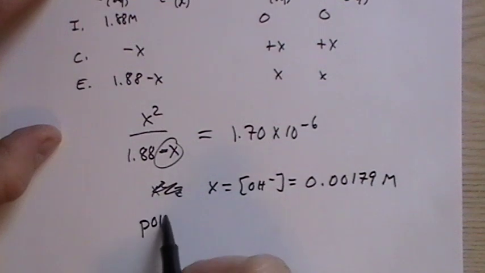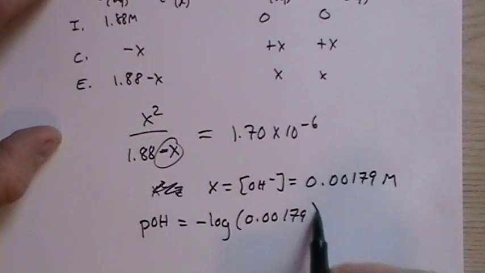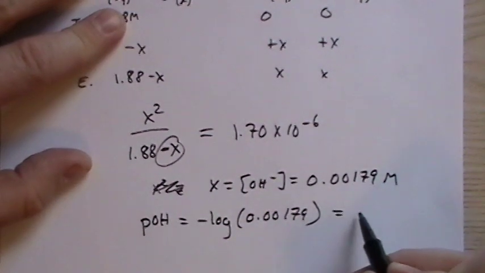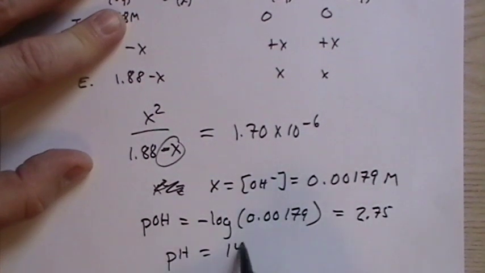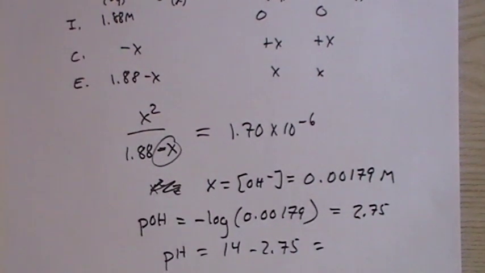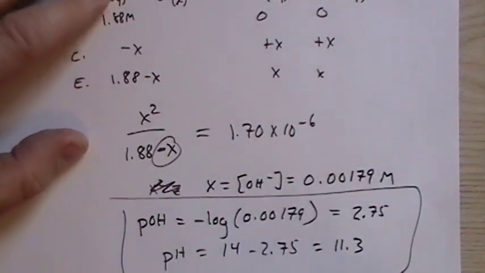So the pOH is equal to the negative log of 0.00179. So negative log of 0.00179 gives us a pOH of 2.75. And then a pH equal to 14 minus 2.75. I want to make sure I get the rounding right. So that is going to be 11.3. So there are the two answers.